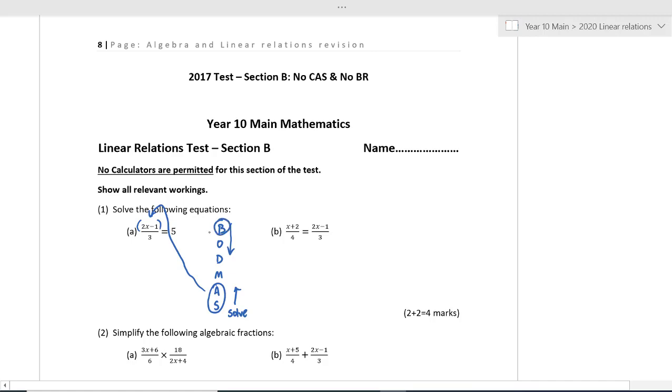So if you like, that 2x minus 1 is divided by 3. So what is the opposite of divide by 3? It's times by 3. So let's times 3 to both sides. And if I do that, that's going to cancel out my fraction. I'm left with 2x minus 1 is 15. And obviously you can finish that off, can't you? 2x is equal to 16, dividing by 2, x is 8. Okay, so that's all we need.